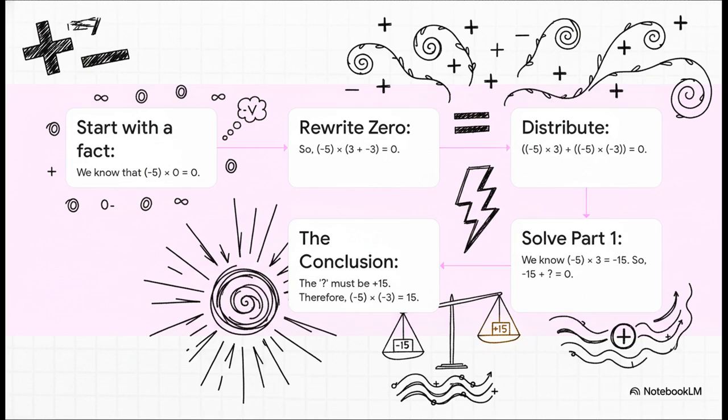Fourth, let's solve the easy part. We already know from our pattern that -5 times +3 is -15. And fifth, this is the crucial moment. Look what we have. -15 plus something equals 0. What is that something? What is the one and only number in the universe that you can add to -15 to get to 0? It has to be +15. There is no other answer.